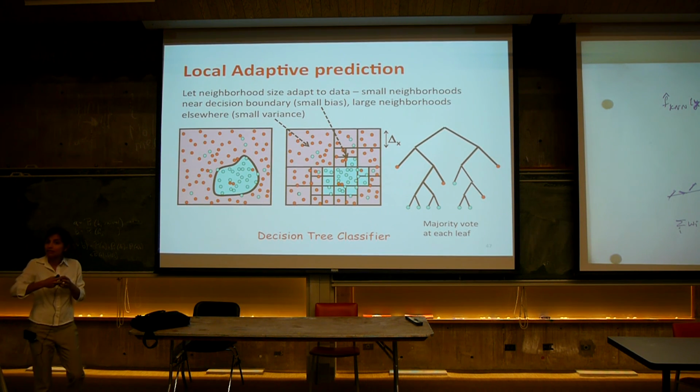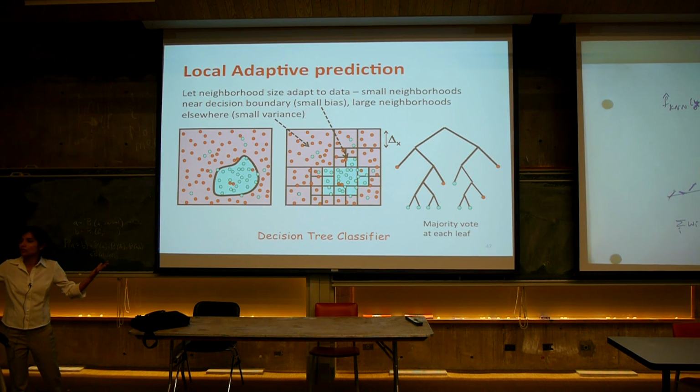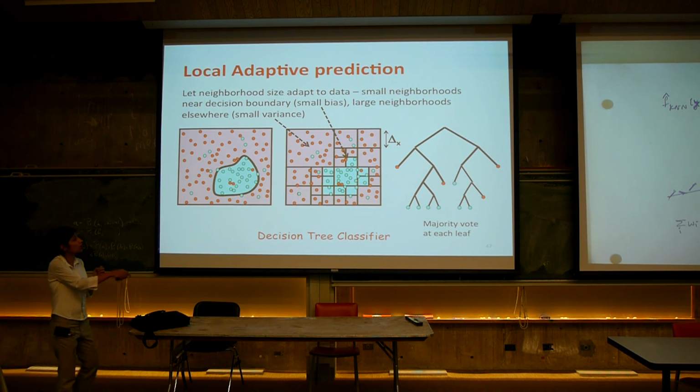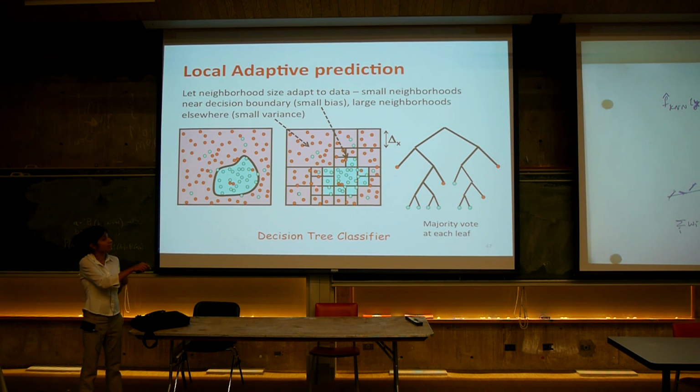So it sort of makes sense. Away from the decision boundary, we don't incur much bias by using larger cells because our label is actually uniform, right? Whereas near the decision boundary, we want to lower our bias by having smaller cells. So in some sense, what's going on is by changing the size of the cells, the bias remains the same in regions away from the boundary.